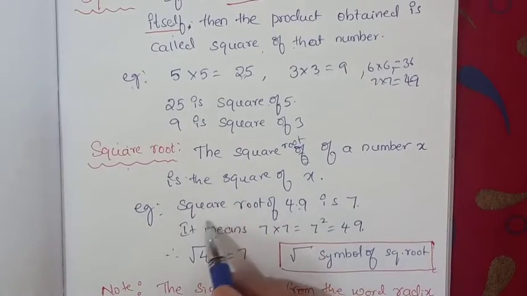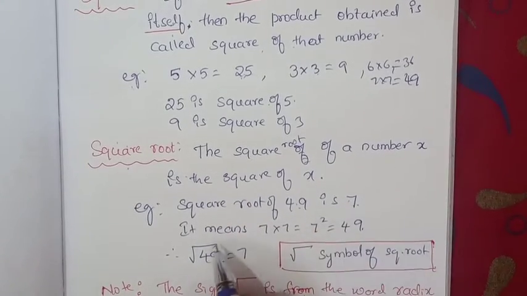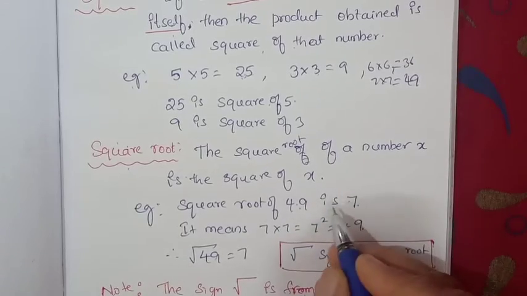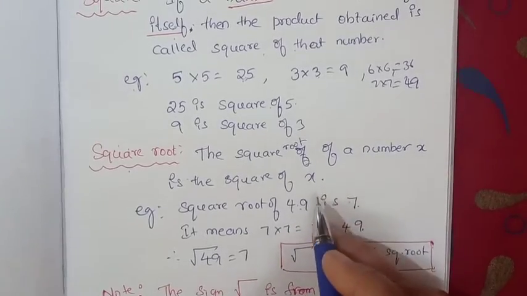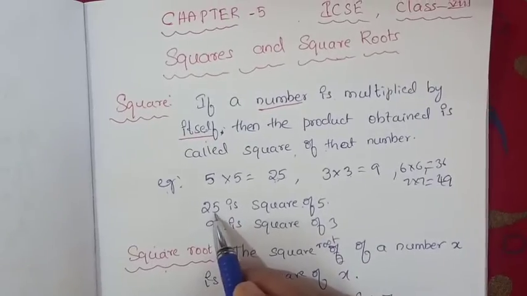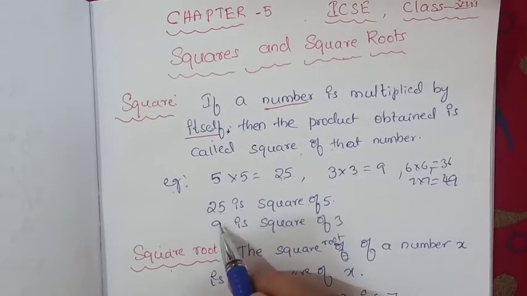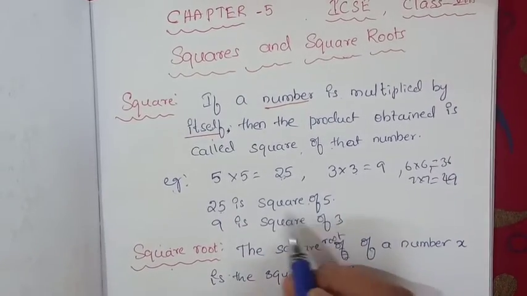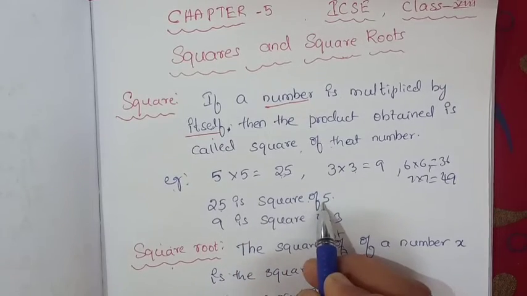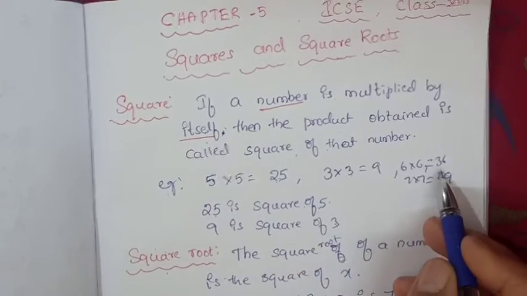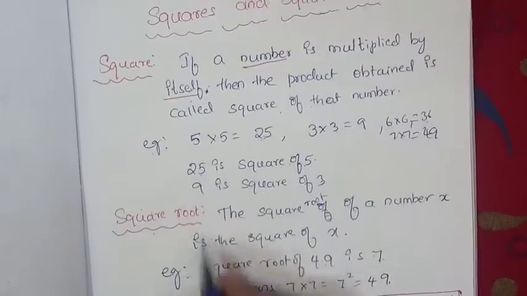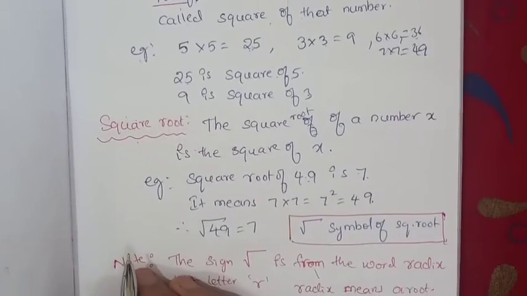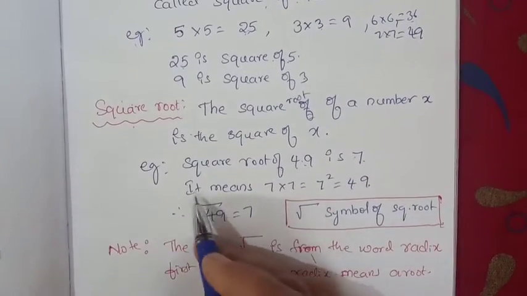Few more examples: square root of 25 is 5, and 25 is the square of 5. Square root of 36 is 6. So these are the differences between square and square root.